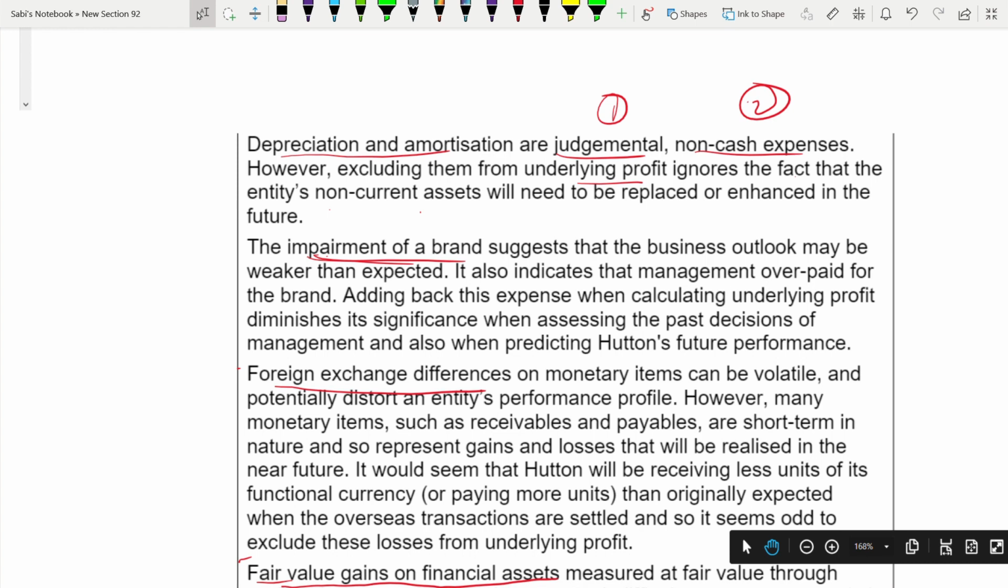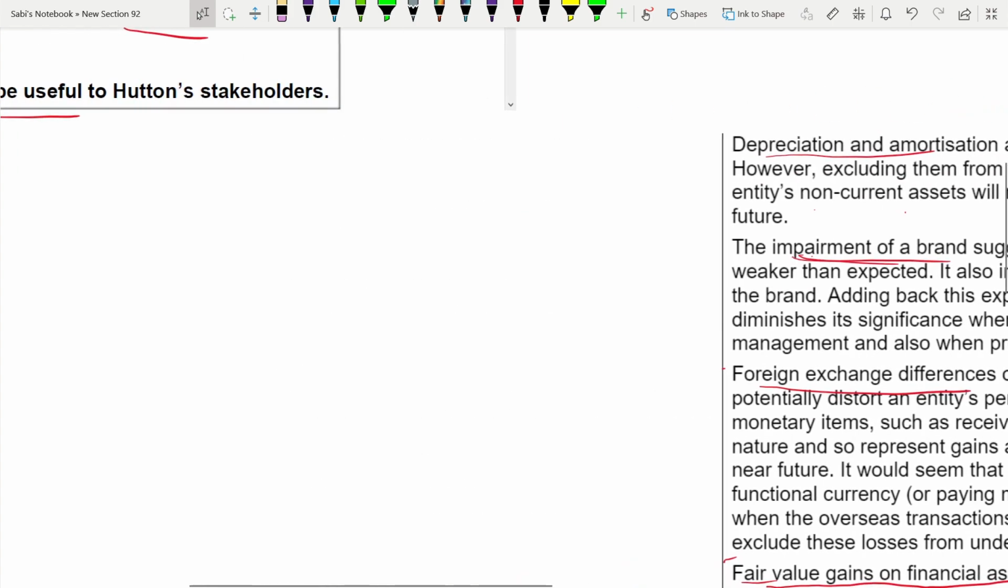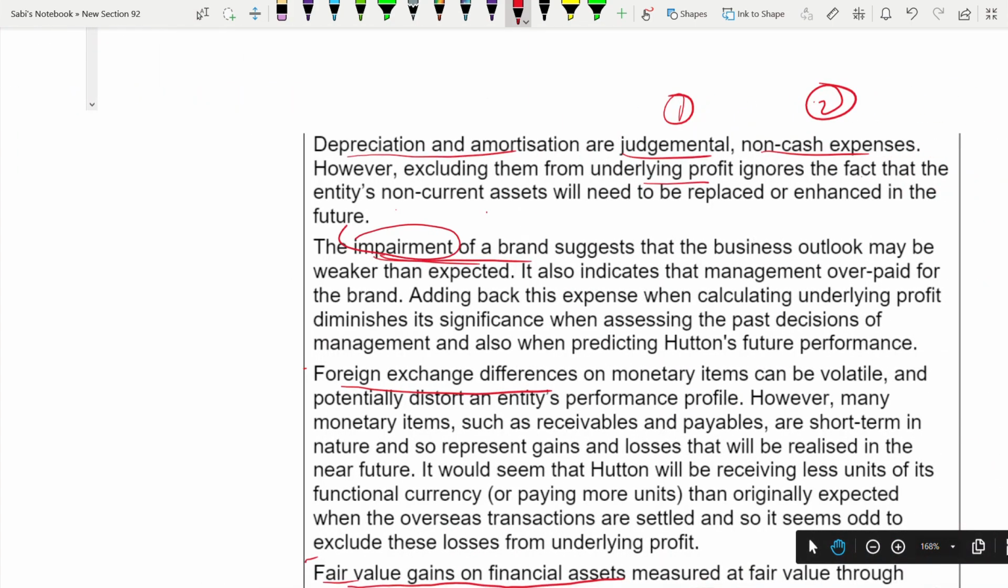Coming to impairment of a brand. The word impairment says that your brand value went down. So weaker than expected. The outlook is weaker than expected. This is what it suggests. So it also indicates that management overpaid for the brand. Could be. Maybe managers overpaid for this brand.